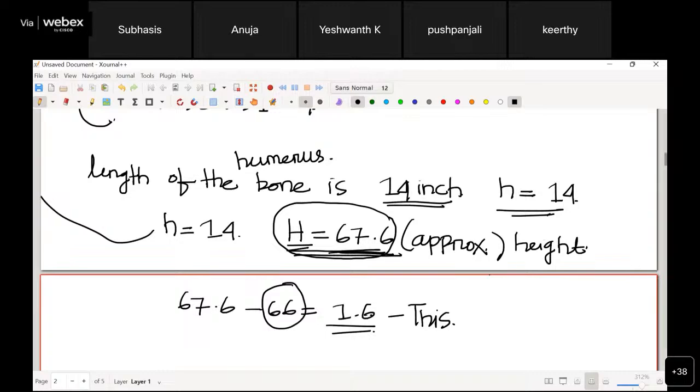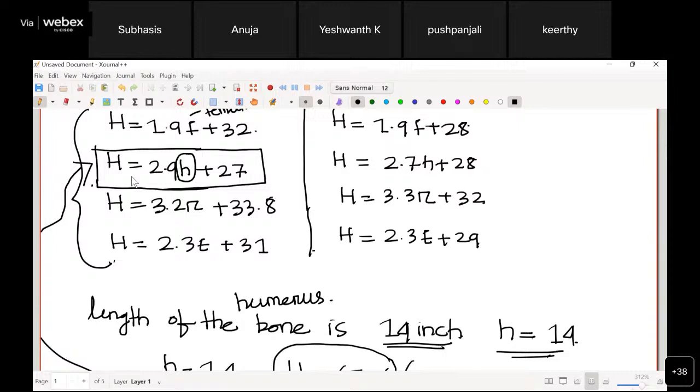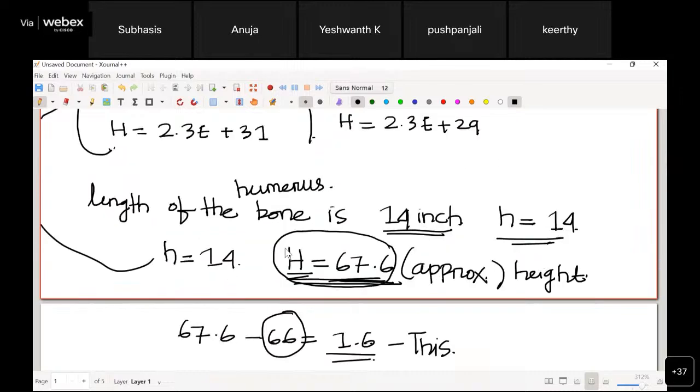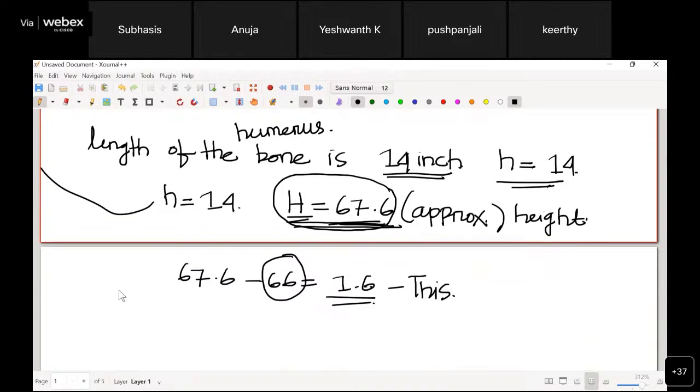To get the error, we have a function which produces the approximate value. It's not going to give you the real value of the height. It is given that the real value is 66 and the approximate value is 67.6. That means we have some error. So we need to subtract both to get the error. The error is basically their difference. Is it clear now? Yes, sir.